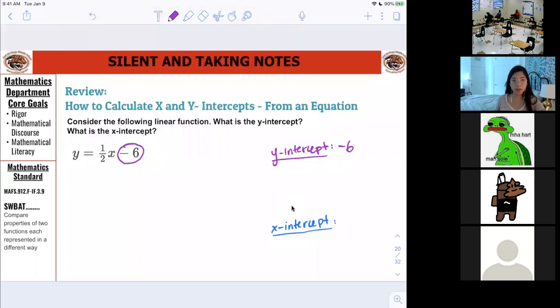Okay, so when you have a slope-intercept equation, it's pretty easy. You just use your eyes. You just look and you identify it. It's right there. But for the x-intercept, it's not right there. It's not right in front of you. So this is a review from Friday's class. What do you need to do to calculate and find the x-intercept?